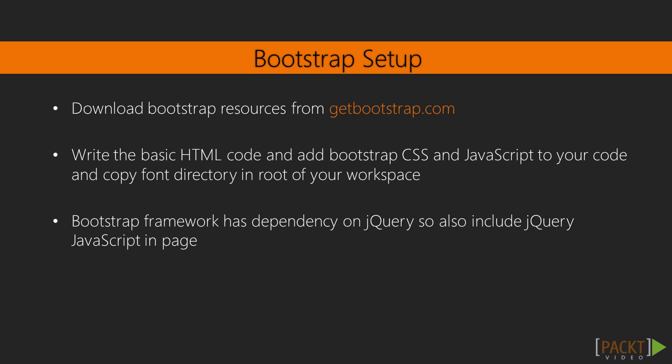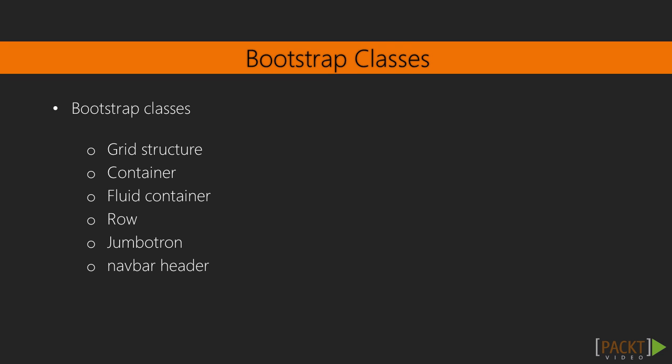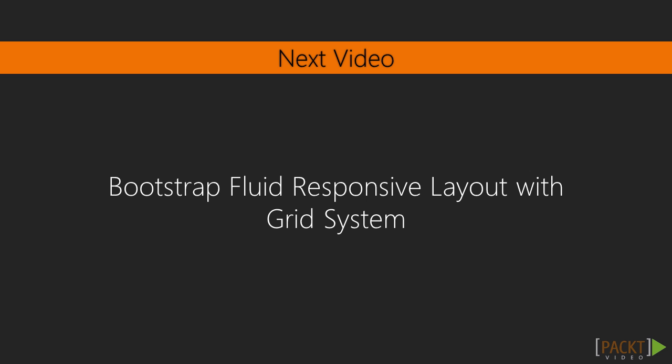We have now downloaded all the classes. With the new Bootstrap 3, we will be using all these different classes like grid container, fluid container, row-column classes. We will be creating a row-column grid structure, which will create a responsive layout application. Great work! In the next video, we're going to create a fluid responsive layout with grid system using these different classes.